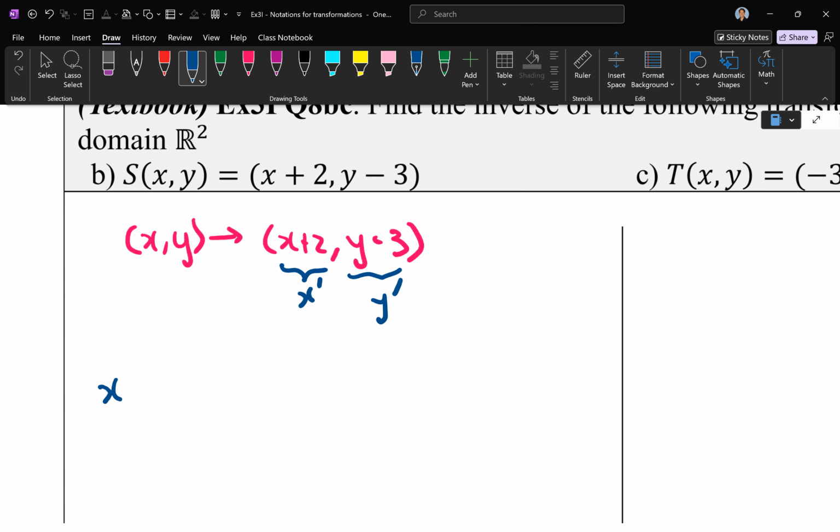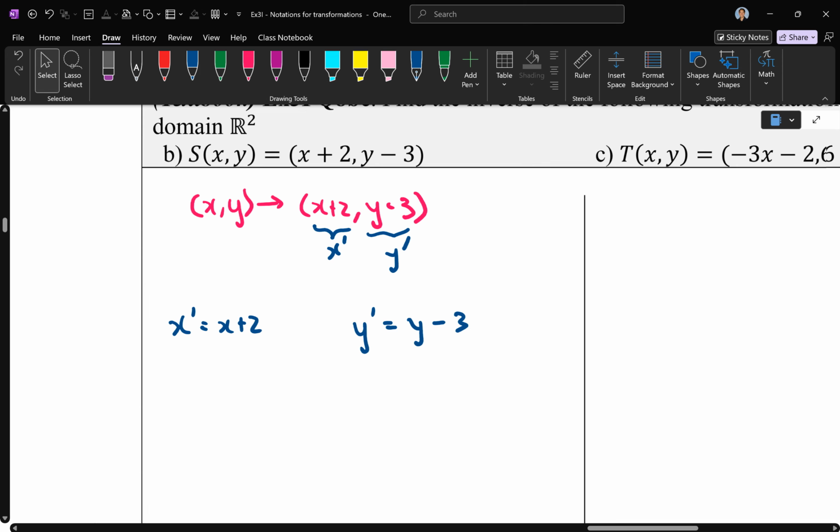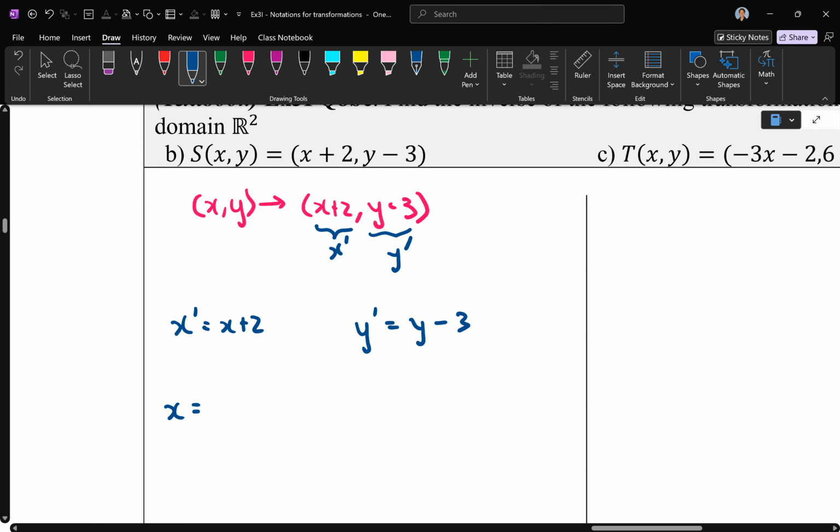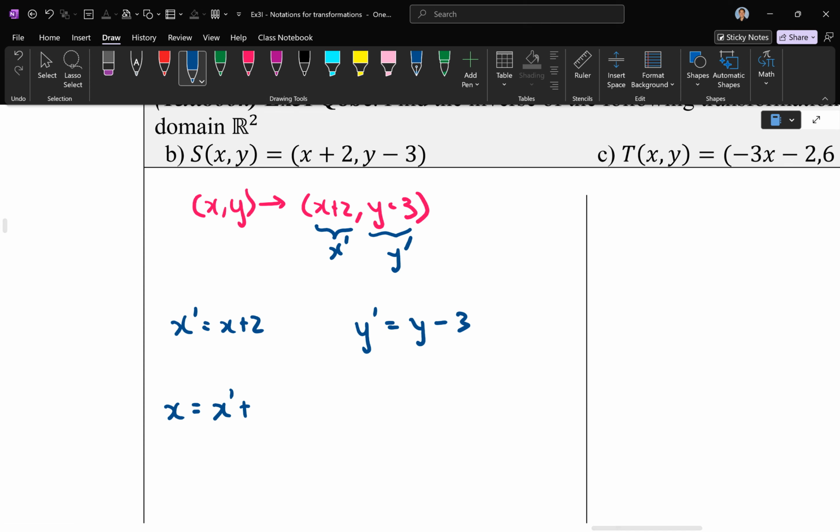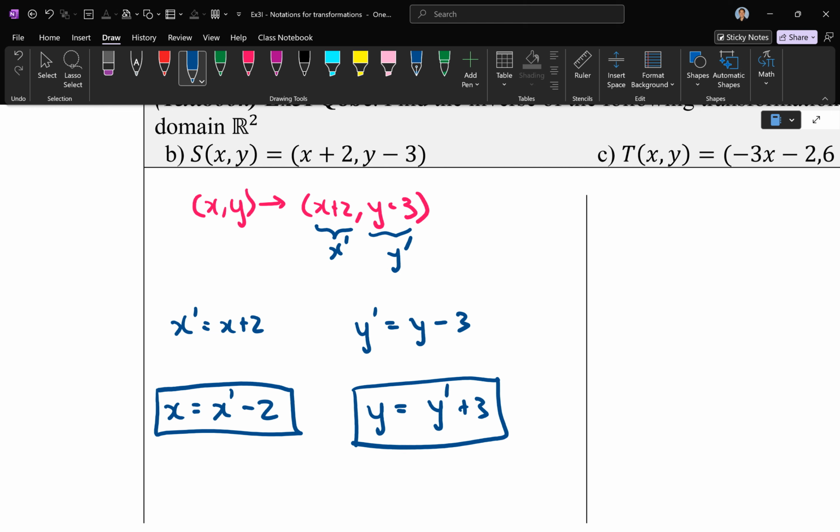So that means you have new x is equal to x plus 2, and new y equals y minus 3. Then what you would have done in exercise 3D is you rearranged it to say, well, what's original x equal to? Original x equals new x minus 2. And then you would say over here, original y is equal to new y plus 3. Fair call? So that's what you're used to.